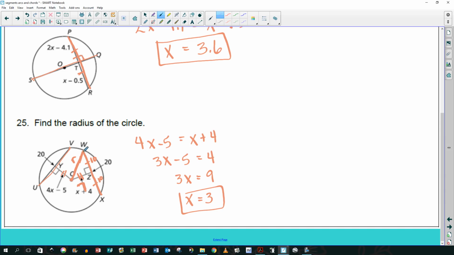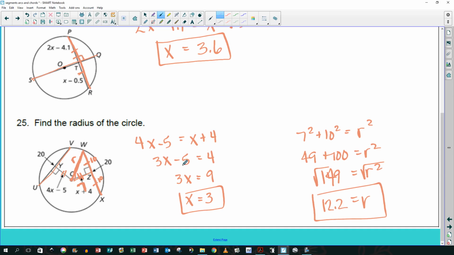Now think about this triangle right here. Do y'all see triangle WOZ? Well, this is 10 and this is 7. Can I do Pythagorean theorem to get my hypotenuse? So 7 squared plus 10 squared equals the radius squared. 49 plus 100 is 149, and that equals r squared. I've got to take the square root of both sides so that I can get r. And I get 12.2 for my radius. So that means this piece right here is 12.2. And that's all you have to do.